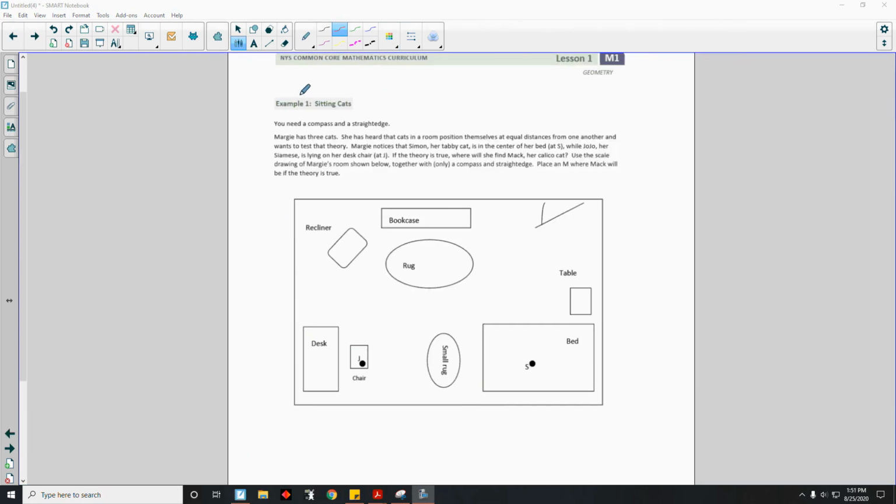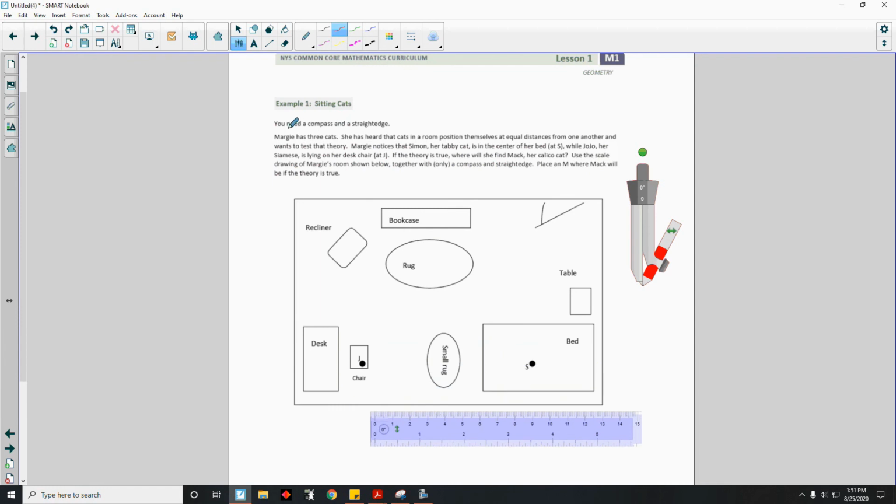Okay, page 2, example 1, sitting cats. You need a compass and a straight edge. So let me get my compass. There's my compass. I need a ruler. That's what they mean by straight edge. And there's my straight edge.